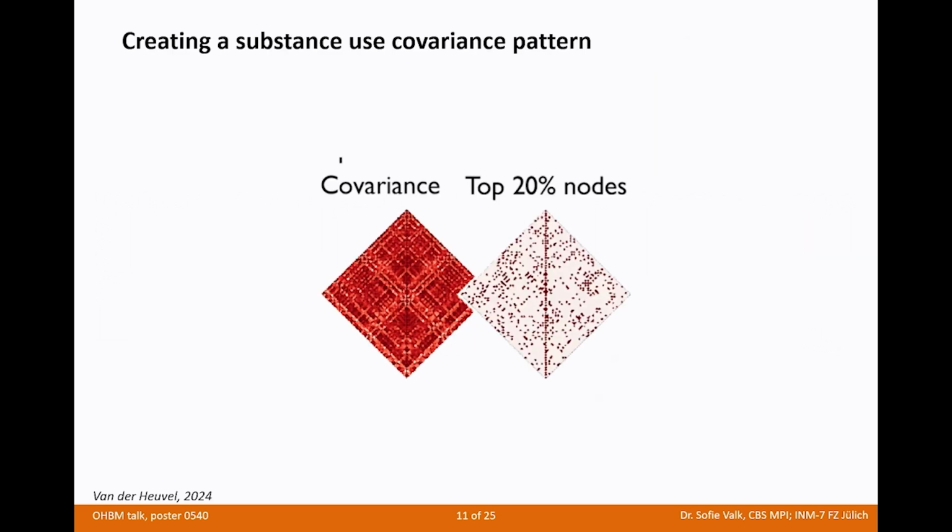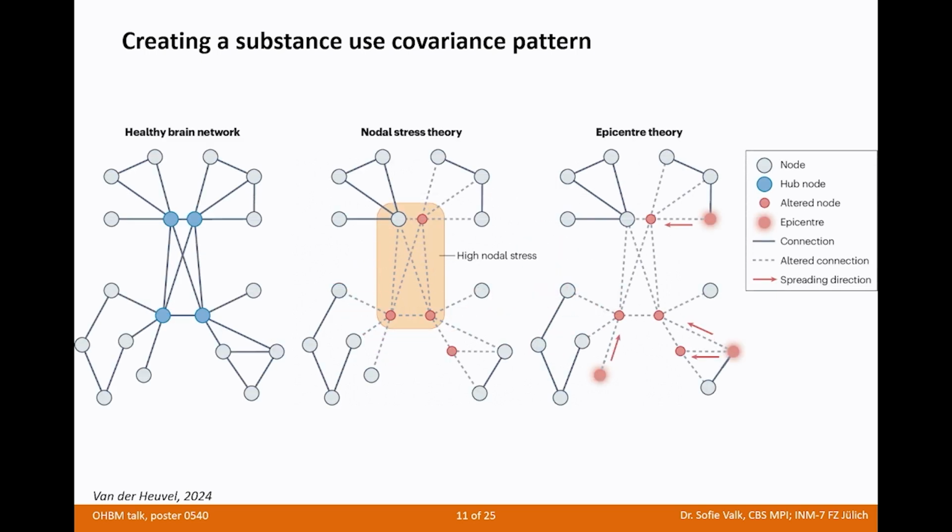For this, we did a pathological covariance analysis, and we took the top 20% of nodes to look at organizational features of the impact of substance use disorders. There are different theories one can use to understand how these network changes come about. For example, the nodal stress theory says that certain hub regions can be highly impacted because they are used more. But there's also the epicenter theory, which is more related to spreading patterns.